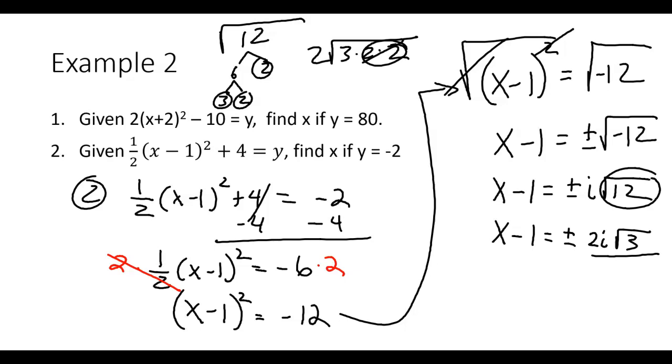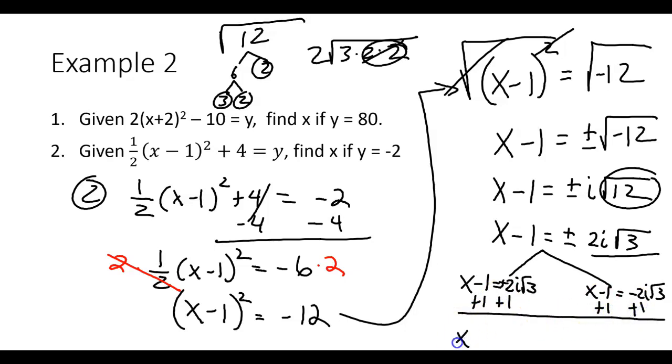Lily, what's next? Two equations. x minus 1 is equal to a positive 2i root 3. And you could leave the plus there if you want. And x minus 1 is equal to a negative 2i root 3. Now for both of these, we're going to add 1. See if you guys can write what the answer should look like, though.